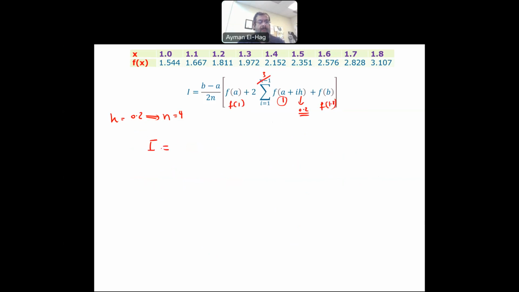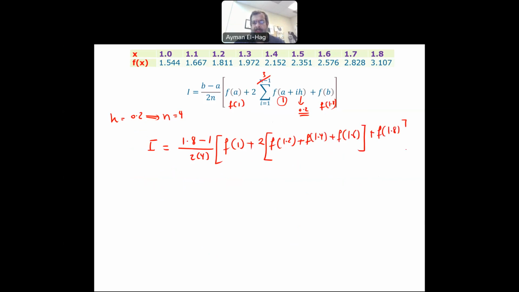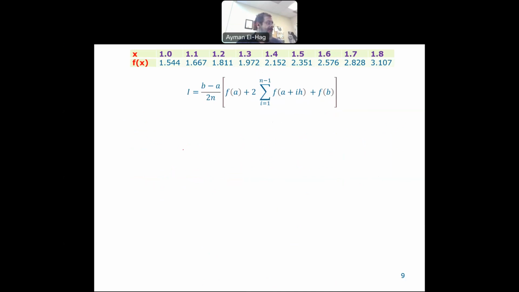So your I is equal to b minus a, 1.8 minus 1, divided by 2 times 4, times f of 1 plus 2 times f of 1.2, since the increment h is 0.2, plus f of 1.4 plus f of 1.6, plus f of 1.8. So we have all the values, just substitute here, and you will find that the integration is equal to 1.77229.